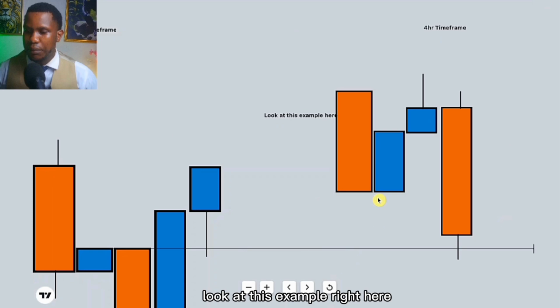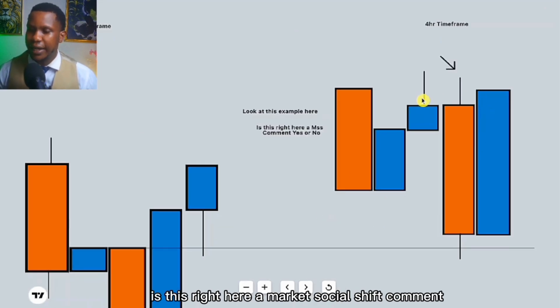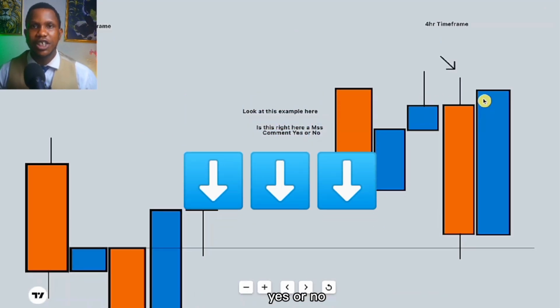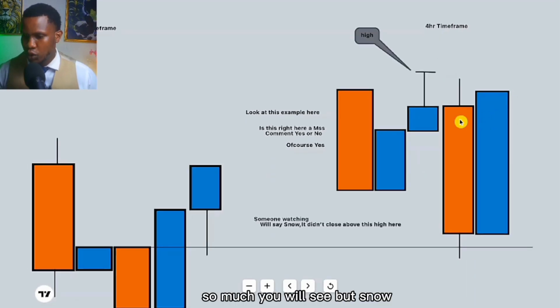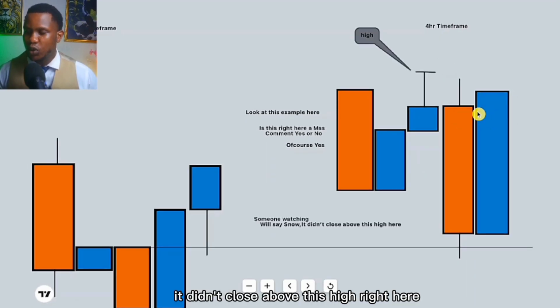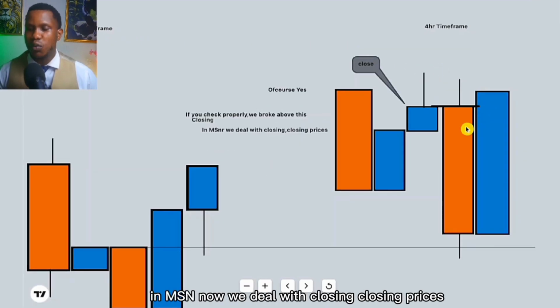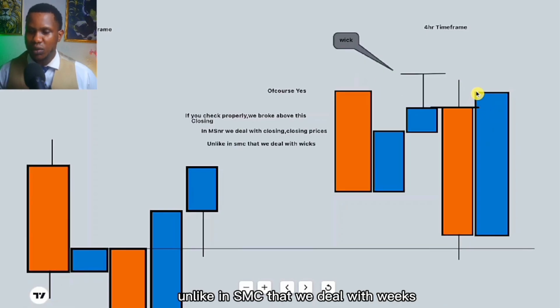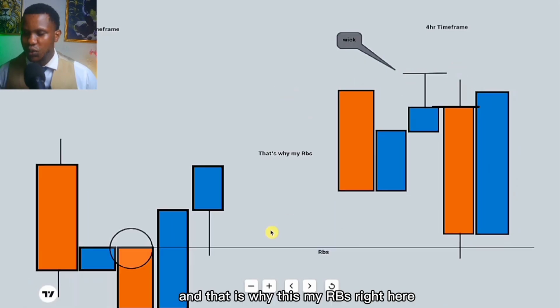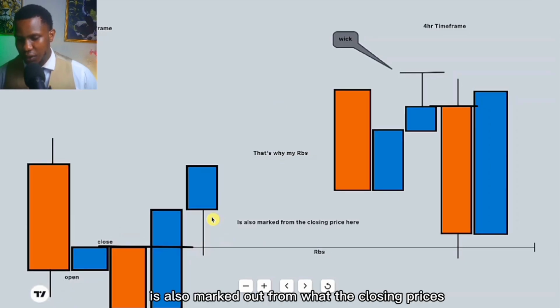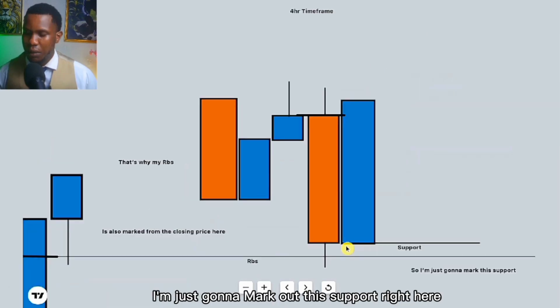Look at this example right here. Is this right here a market structure shift? Comment yes or no. Of course yes. Someone watching will say, but no, it didn't close above this high right here. If you check properly, we close above this closing price. In MSNR, we deal with closing prices, unlike in SMC where we deal with wicks. And that is why my RBS right here from the daily time frame is also marked out from the closing prices. I'm just going to mark out this support right here to trade from.